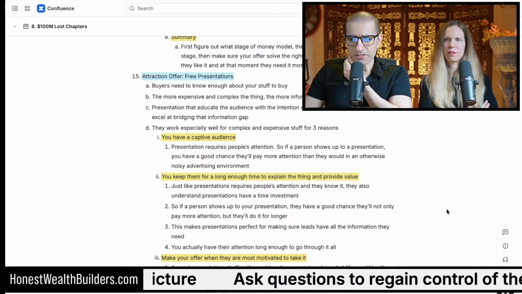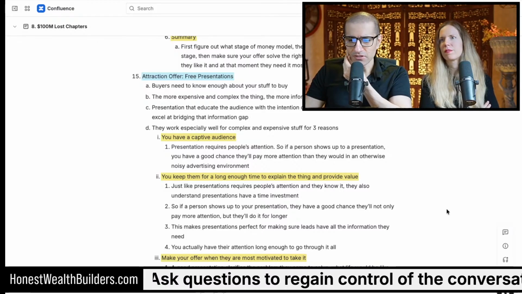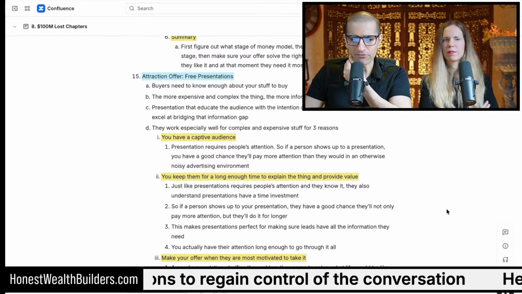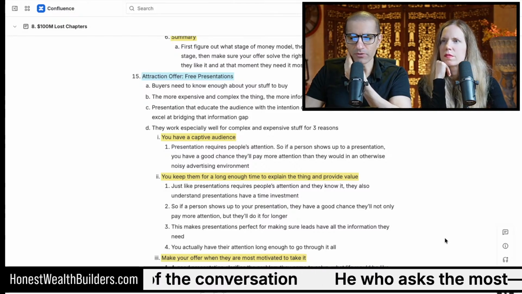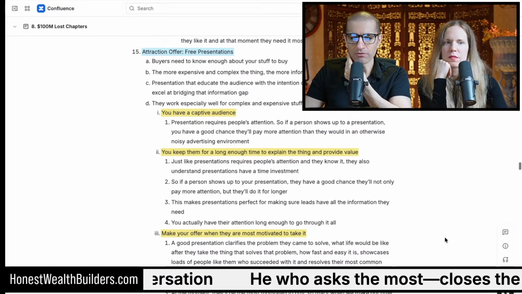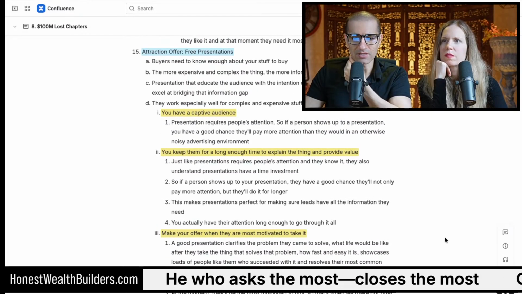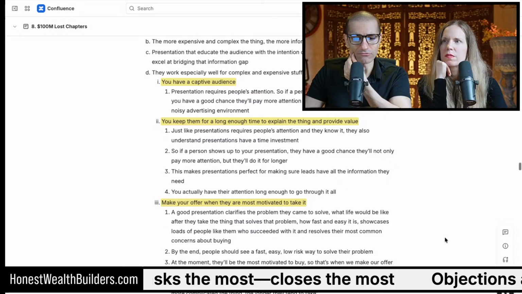They work especially well for complex and expensive stuff for three reasons. You have a captive audience. Presentations require people's attention. So if a person shows up to a presentation, you have a good chance they'll pay more attention than they would in an otherwise noisy advertising environment.